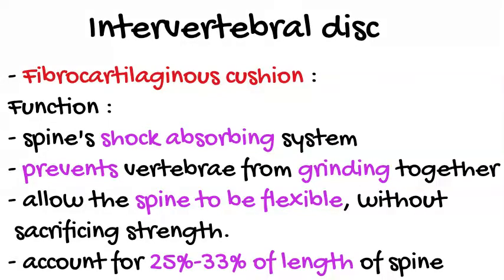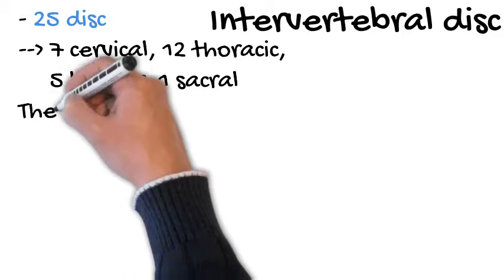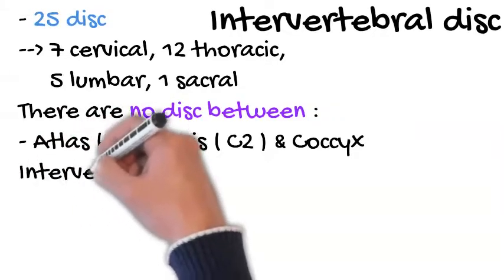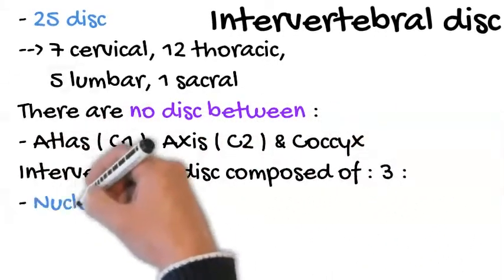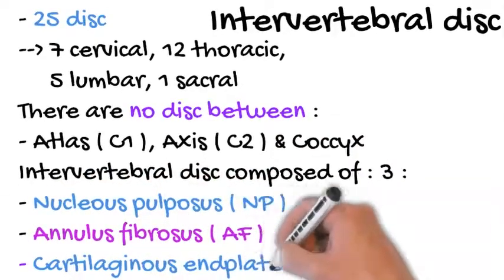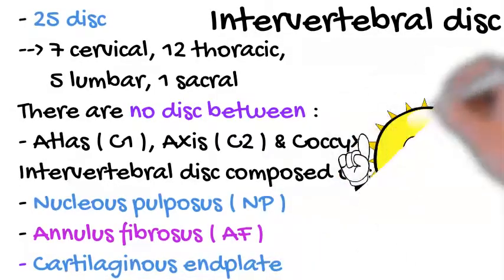The intervertebral discs account for 25 to 35% of the length of the spine. There are normally 25 intervertebral discs: 7 at the cervical, 12 at the thoracic region, 5 at the lumbar region, and 1 in the sacral region. There are no discs between atlas C1, axis C2, and the coccyx region. The intervertebral disc is composed of 3 major components: the inner nucleus pulposus, NP, the outer annulus fibrosus, and the cartilaginous endplate that anchors the disc to the adjacent vertebra.